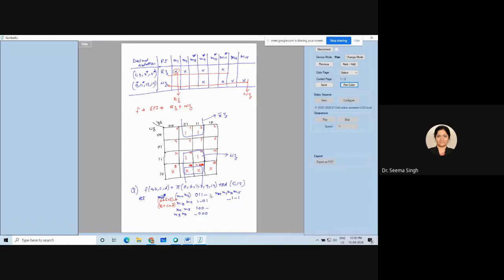Then 100 dash is written as A bar plus B plus C, right? If I make any mistake, let me know. Then M8 and M0 will be written as B plus C plus D. And this one will be written as B bar plus D bar. Okay. Only the writing is different.